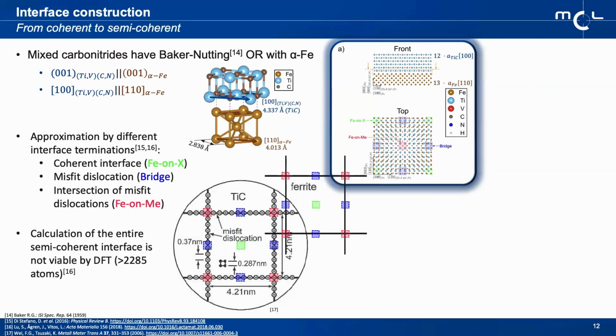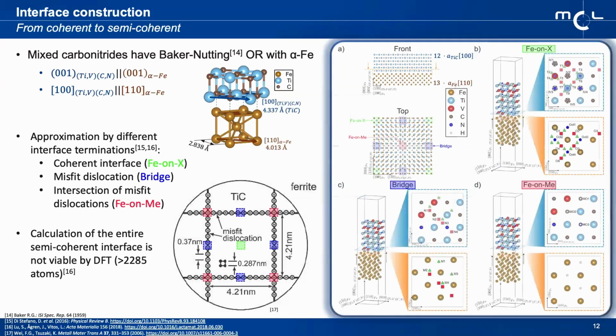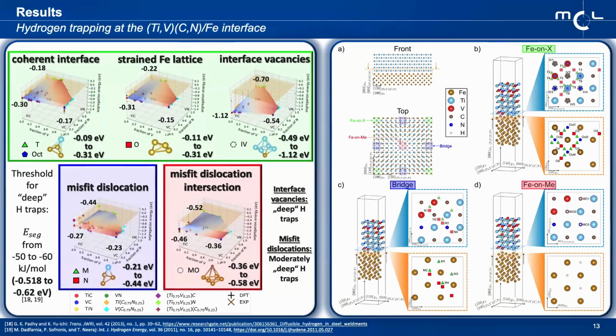We can identify certain atomic arrangements that represent our misfit dislocations, the coherent interface, and the misfit dislocation intersections. Here you can see the cell arrangements. These colorful symbols are all the positions we sampled and put hydrogen in. And we have a pretty busy overview slide.